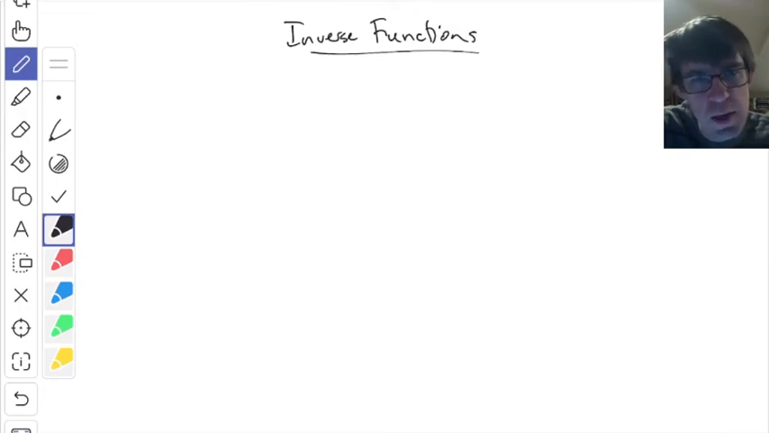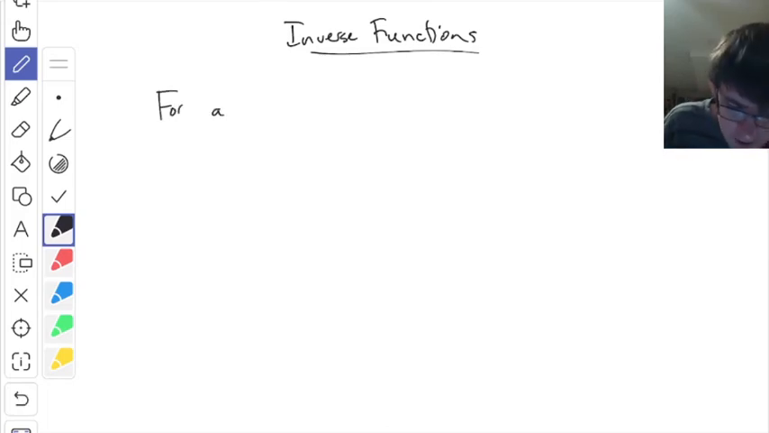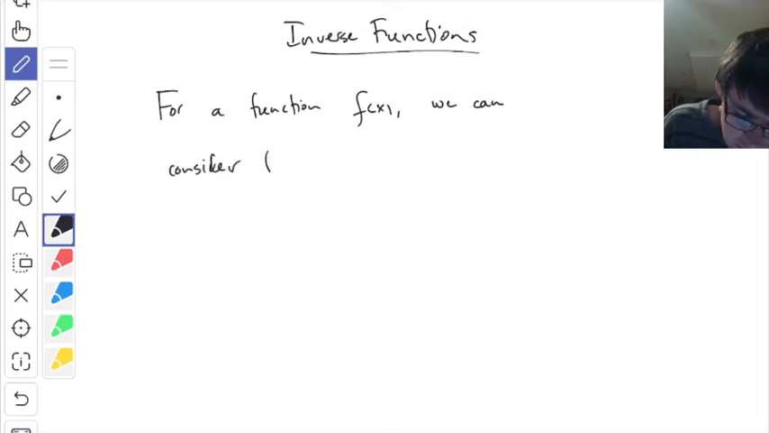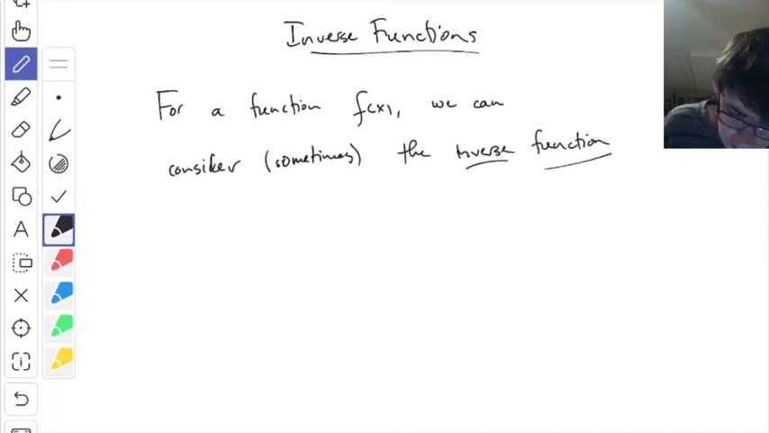And I hope that you have seen this phrase before. I hope you talked about this a little bit in high school. We're going to try and say some things about inverse functions. Okay, so the basic idea: for a function f of x, we can sometimes consider the inverse function. Now, it doesn't always exist, so I'm just going to say we can consider sometimes the inverse function, which is typically written f inverse of x.